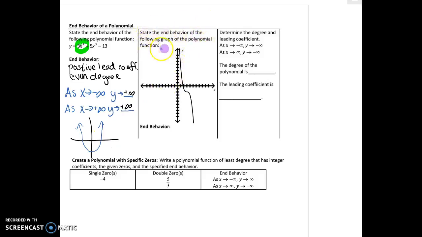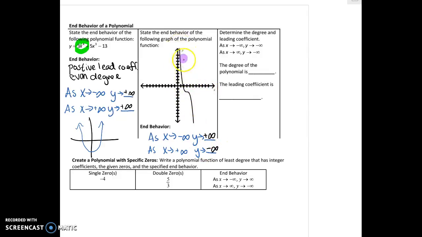It says state the end behavior of the following graph of the polynomial function. Here I gave you a graph. They're all going to look like this: as x goes to negative infinity, y goes to something. As x goes to positive infinity, y is also going to something. Here, as x goes to negative infinity, it looks like y is going up towards positive infinity. And as x is going to positive infinity, it looks like y is going down, so that goes towards negative infinity.